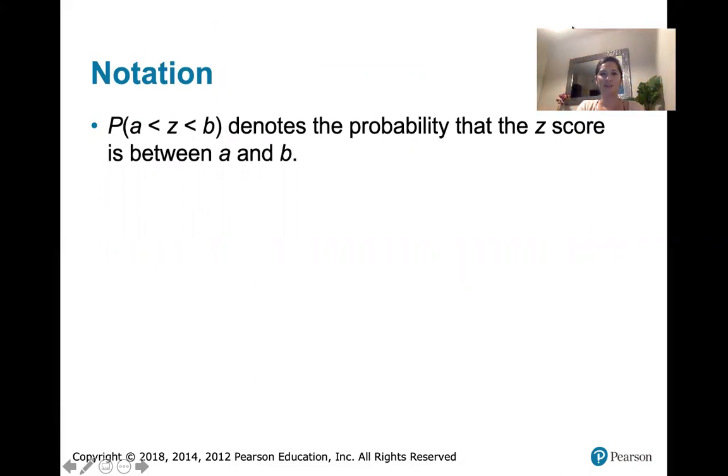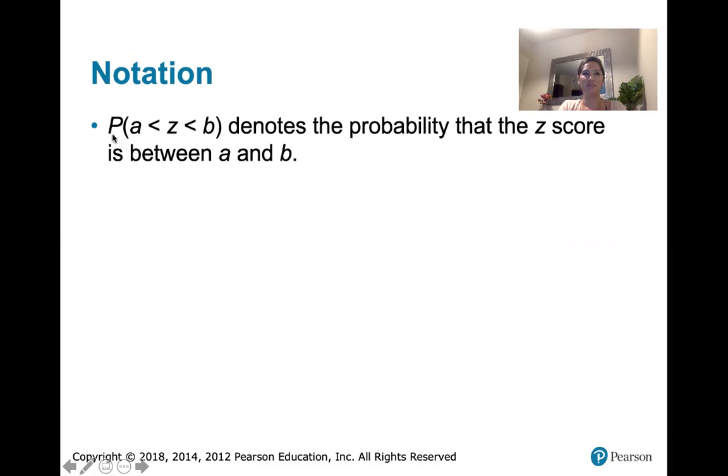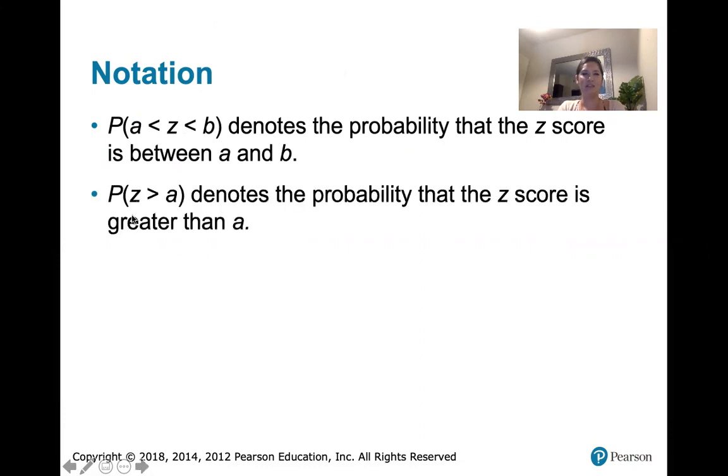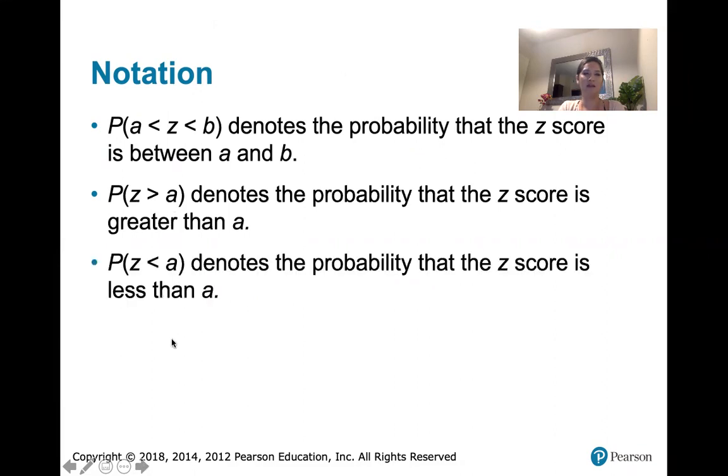So let's look at some notation. This says P of A is less than Z is less than B. This indicates the probability that Z is between A and B. This indicates the probability that Z is greater than a particular Z-score A. And the last one is what I just used. This is the probability that Z is less than A. In our case, A was 1.27.